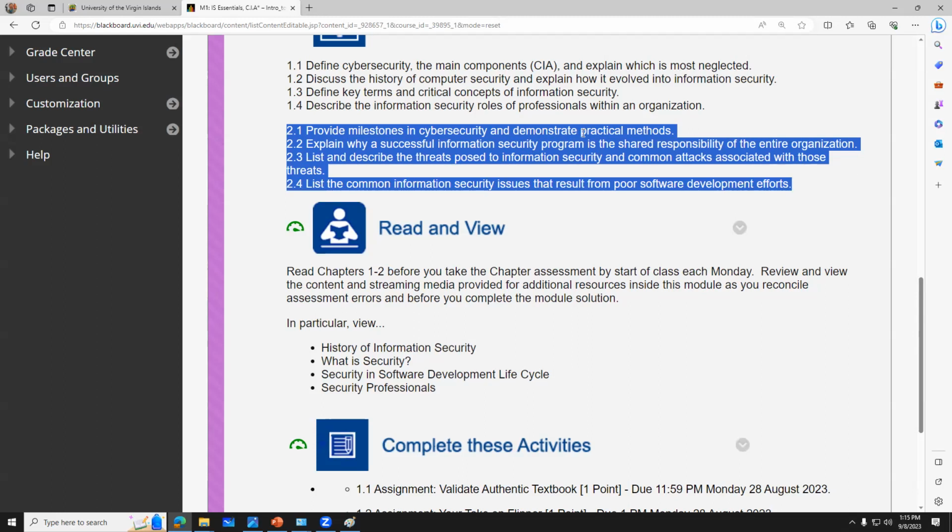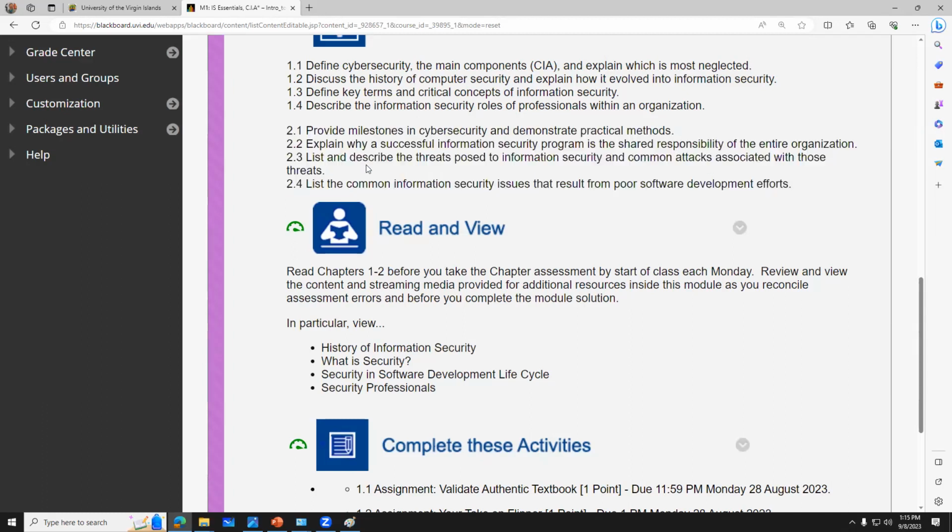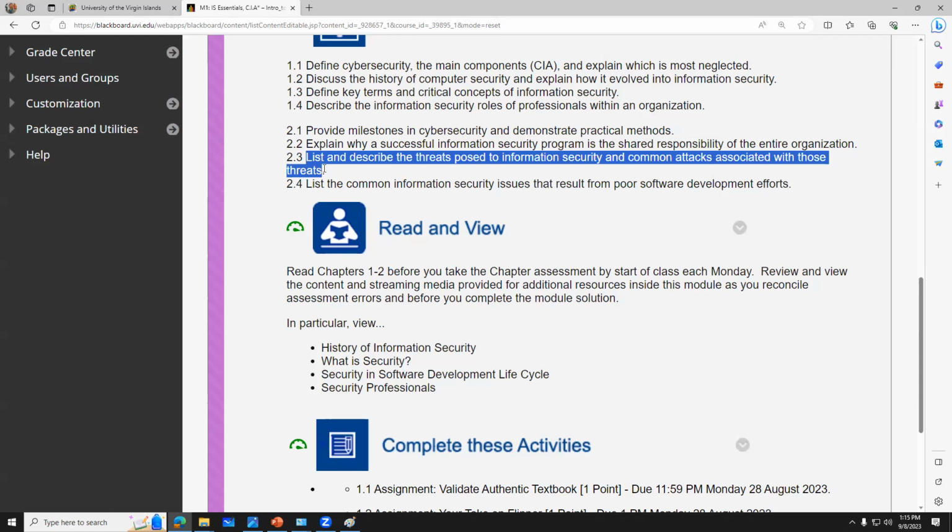So what we'll do today is explain the milestones in cybersecurity, some of the major events that have happened, and then demonstrate practical methods for how to secure things, and explain why a successful information security program is the shared responsibility of the entire organization. This is the meat of Chapter 2. List and describe the threats posed to information security and common attacks associated with those.